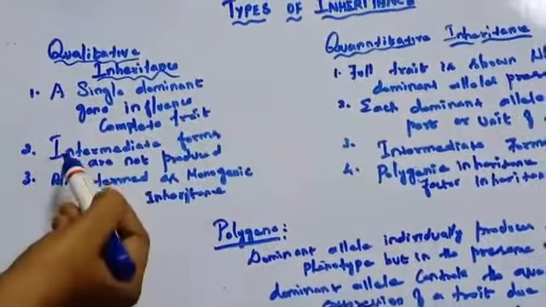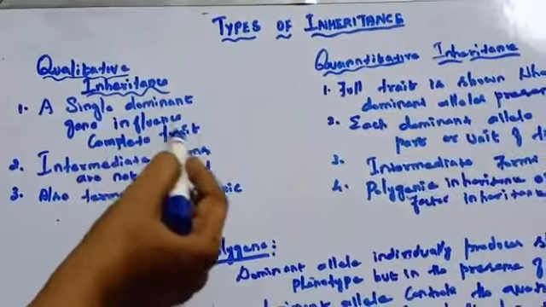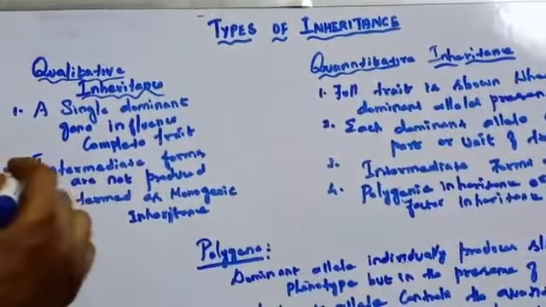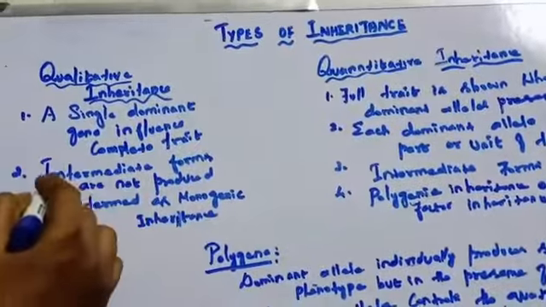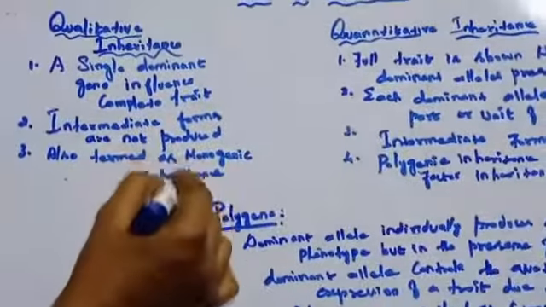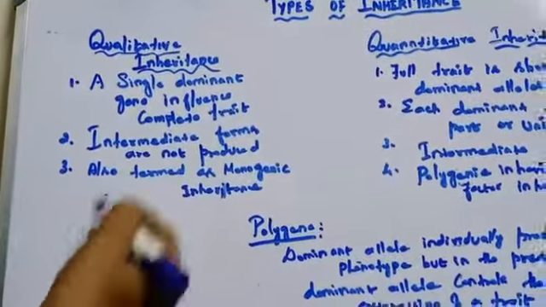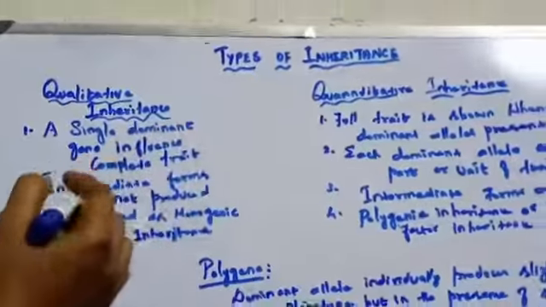In qualitative inheritance, a single dominant gene influences the complete trait. In this qualitative inheritance, intermediate forms are not produced. It is also otherwise called monogenic inheritance. You see the first point, a single dominant gene influences the complete trait.